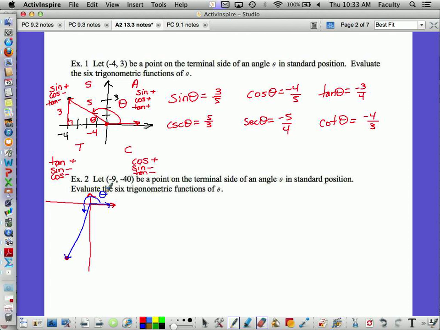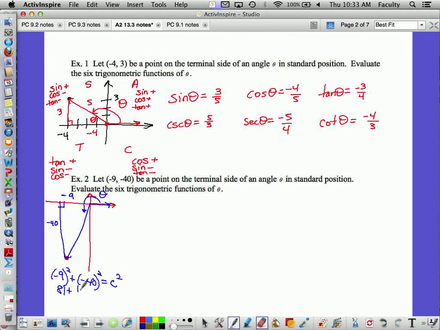It's clearly in the third quadrant where the terminal side is. And I'm going to drop a perpendicular. And so I went left 9 and down 40. All right, now this is not a common Pythagorean triple, but it does work out nicely. I'm going to do negative 9 squared plus negative 40 squared equals c squared.